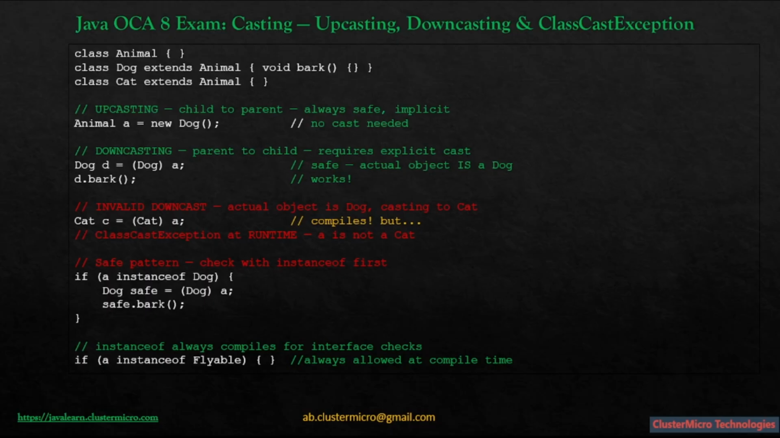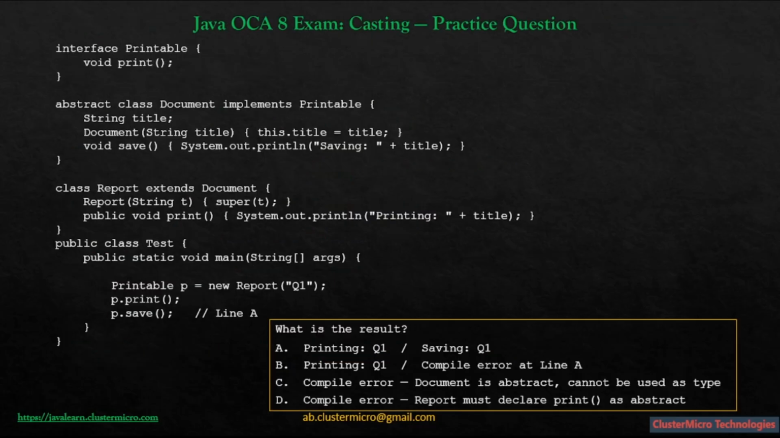So now we come to the practice question. We have an interface Printable, then abstract class Document implements Printable, class Report extends Document, and then we have public static void main, right? So what is the answer here? Answer is B, compile time error at A. So why is that so?